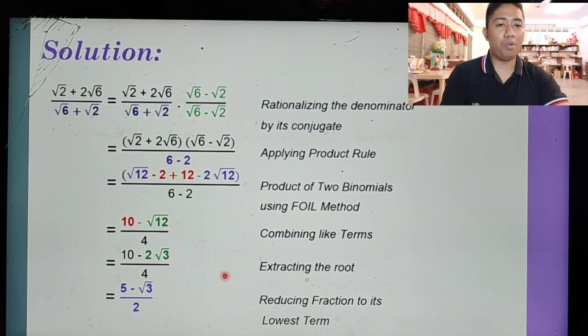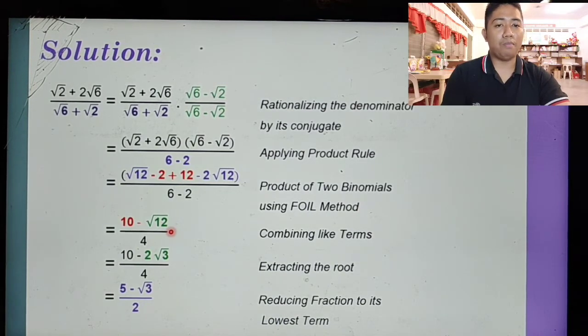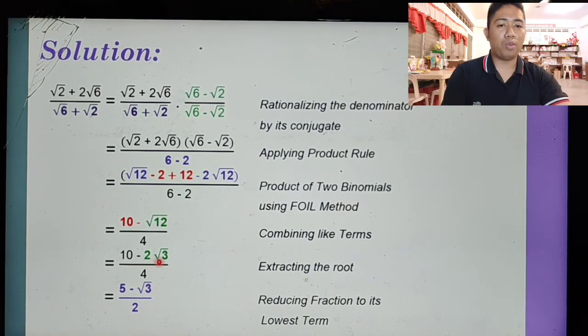After that, we extract the root. We factor 12 inside the radicand, and the pair of numbers is 4 and 3. Since 4 is a perfect square number, we eliminate the perfect square inside the radical. The square root of 4 is 2, so that is 2 square root of the remaining factor, 3. And then we have 10 minus 2 square root of 3 over 4.